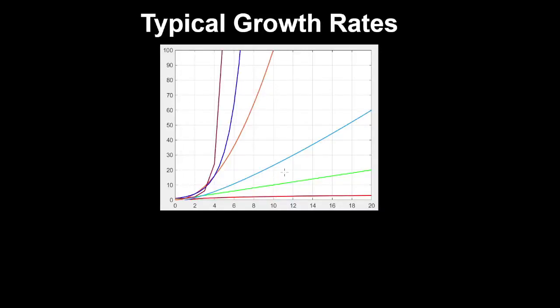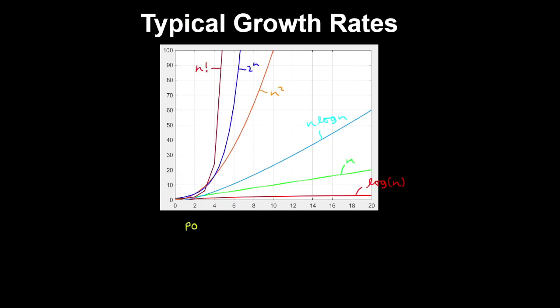Here are the typical growth rates that we encounter when determining the time complexity of algorithms. So as we've seen, we have log n, linear growth, growth of the order n log n, order n squared, exponential growth, and factorial growth.